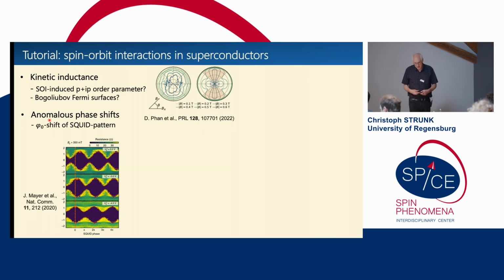Usually, the supercurrent through a Josephson junction is proportional to the sine of the phase difference. So it is zero at zero phase difference. But in particular junctions, you can have these anomalous shifts that I will be going to discuss.